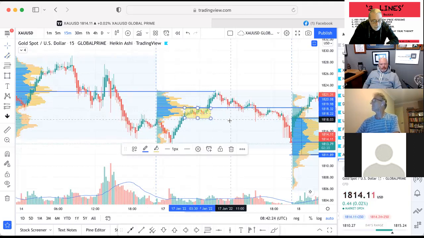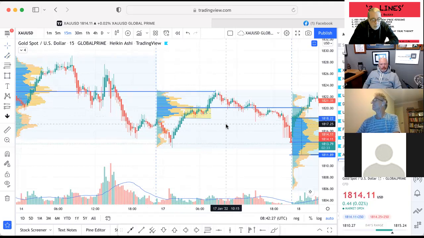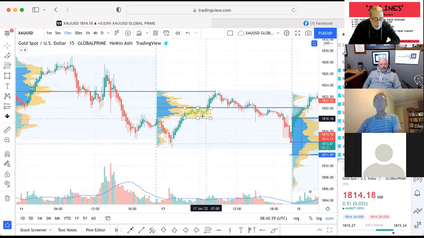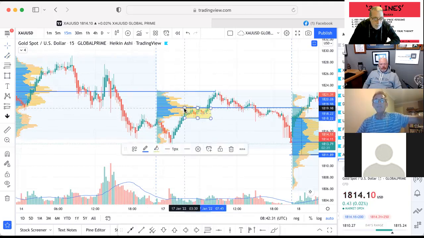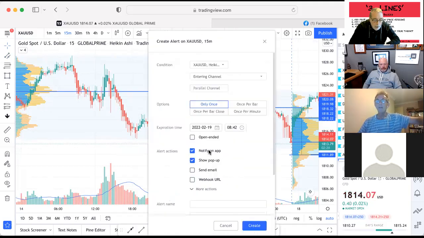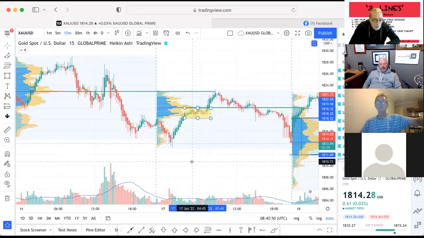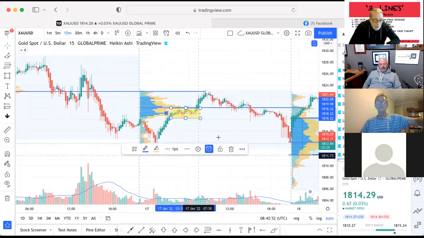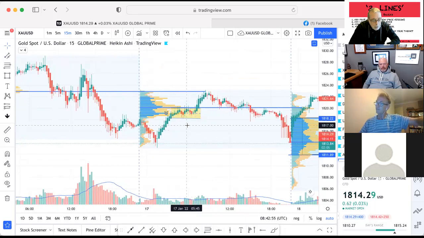That's very roughly where the consolidation was. And I put an alarm on that. If you click on the parallel channels themselves, you can set an alarm. Sorry, yep, an alert would be a better word. So put an alert on exiting the channel once per bar, create that, and then you can walk away. And you'll get an alert when price moves out.